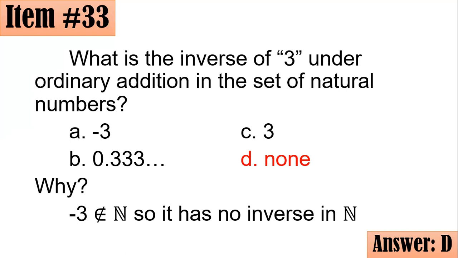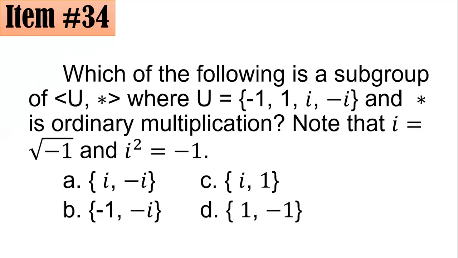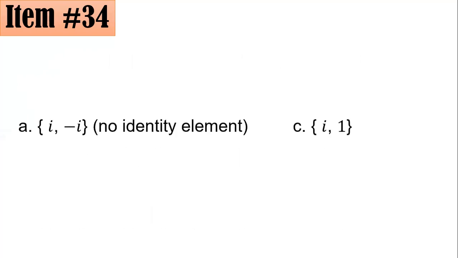All right. Moving on. Which of the following is a subgroup of U, asterisk, where U is a set of elements -1, 1, i, -i, and asterisk is ordinary multiplication? Note that in this case, i is equal to the square root of -1, and that i squared is -1. We all know that it should satisfy all 4 properties of a group. And we are talking about multiplication here.